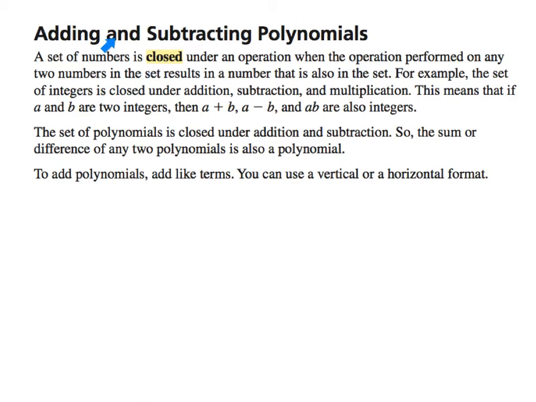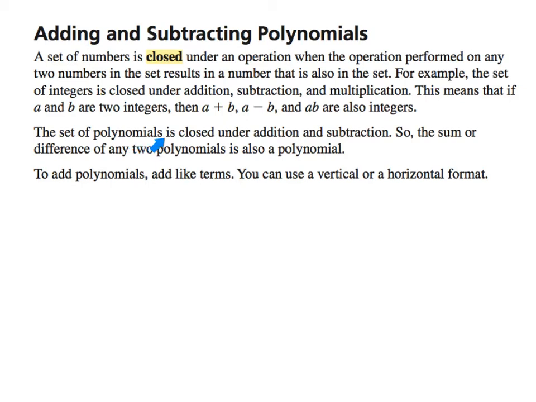A set of numbers is closed under an operation when the operation performed on any 2 numbers in the set results in a number that is also in the set. You're probably thinking, I have no clue what that even means. For example, the set of integers is closed under addition, subtraction, and multiplication. This means that if a and b are 2 integers, then a plus b, a minus b, and a times b are also integers. Anytime you take 2 integers and you add, subtract, or multiply them, your answer is also an integer.